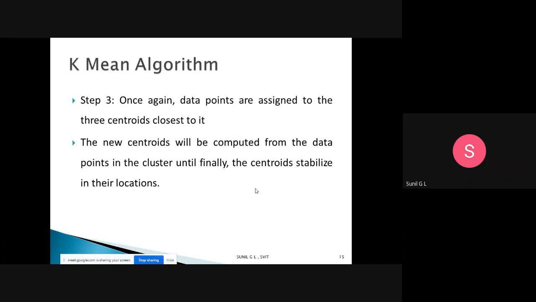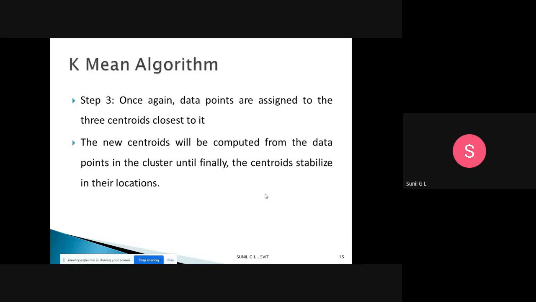Like that, you need to calculate new centroids. So identify the centroids, calculate the distance to the data points, and calculate the new centroids. Like that, it will be repeated till the clusters stabilize. So this is the k-means algorithm.